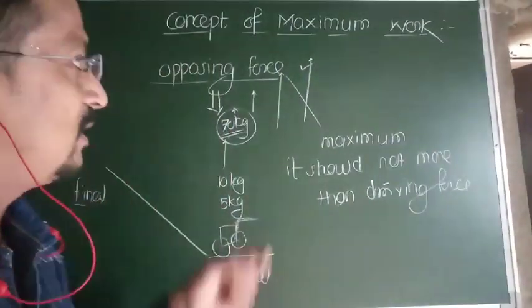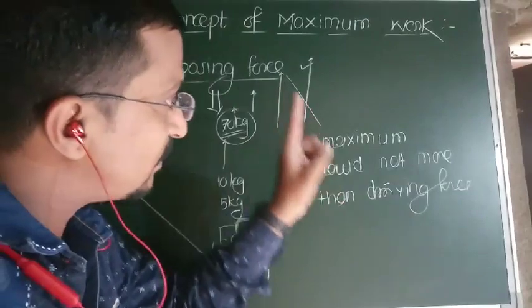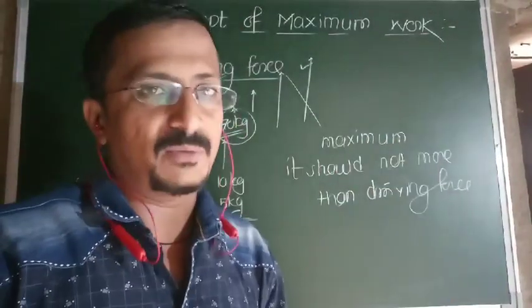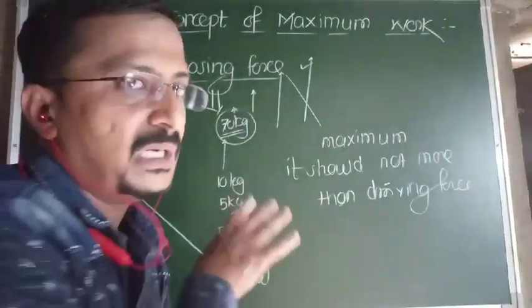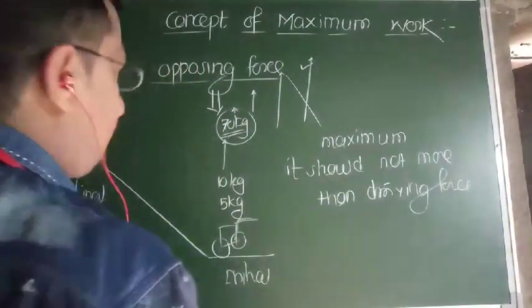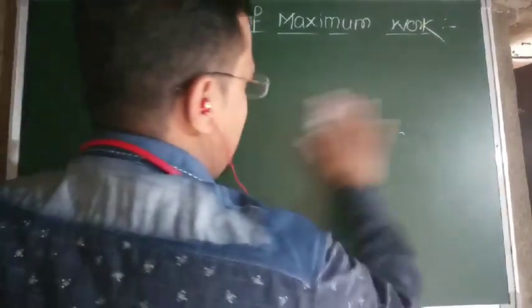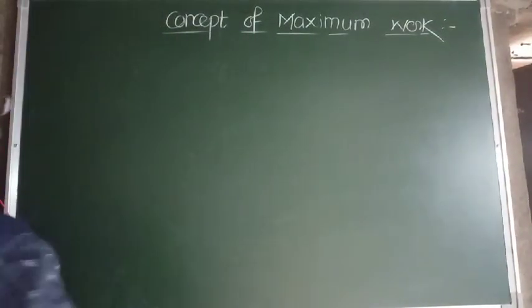मॅक्सिमम असणार आहे. सो दॅट्स वाय the opposing force must be maximum, but at the same time it should not be more than that of the driving force. It is very important. Okay. Now the same can be explained. The driving force पेक्षा जास्त असता कामा नये. That can be explained by taking an example.